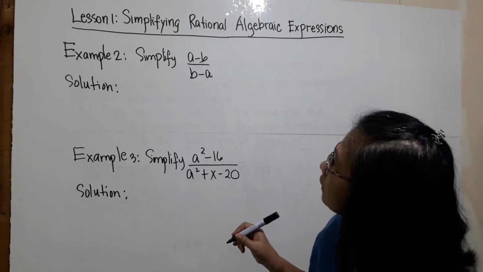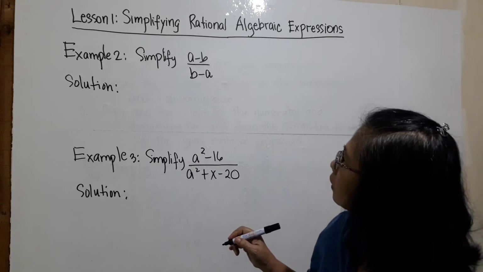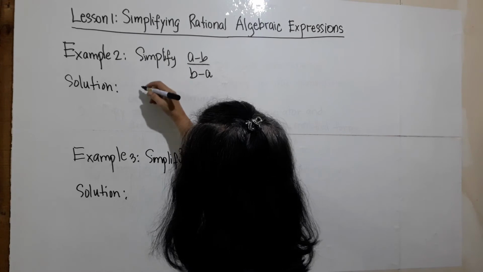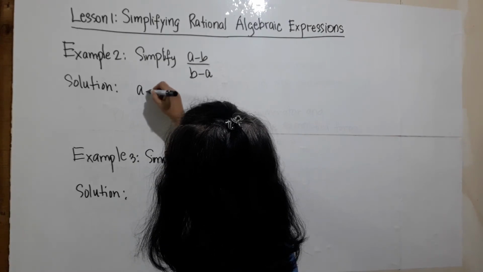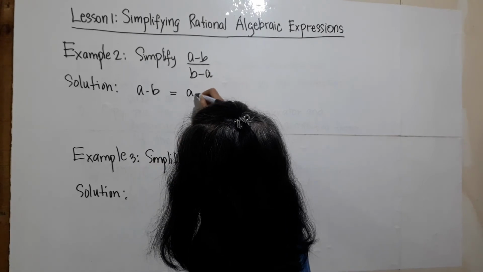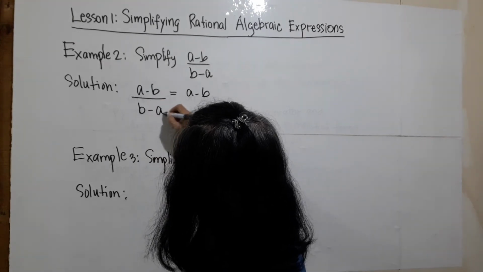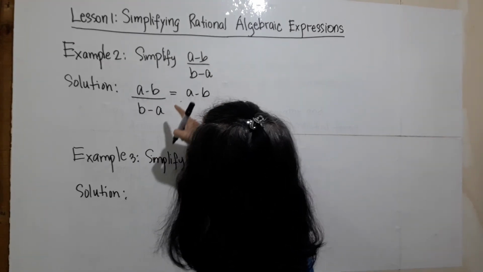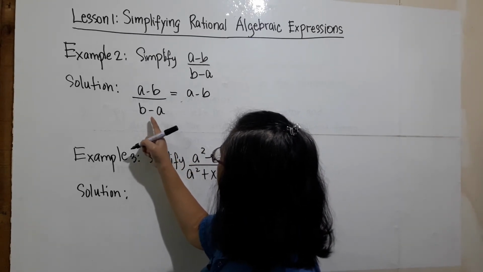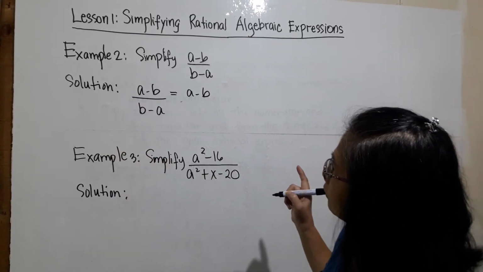Okay, let's have now example number 2. Simplify a minus b over b minus a. Okay, for our solution, following step number 1, we factor, but it's already prime, so we just copy. Now the denominator is b minus a. You will notice that the terms in the denominator are not in the same position as the terms in the numerator.